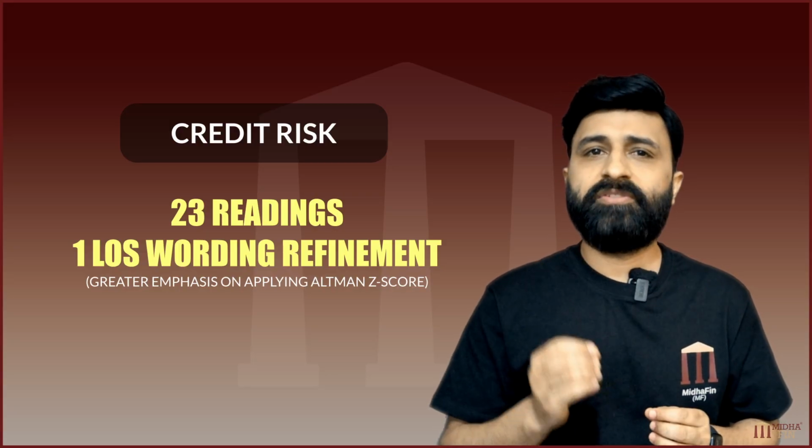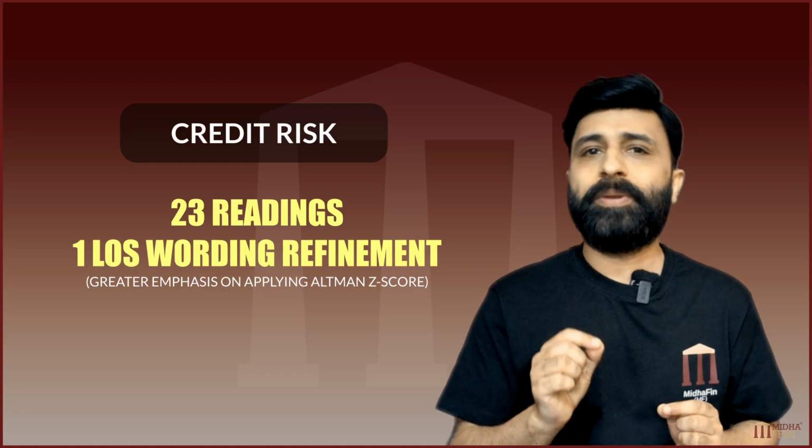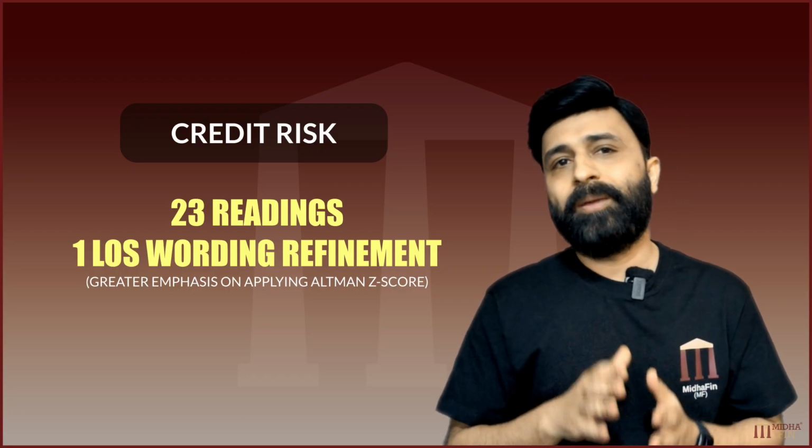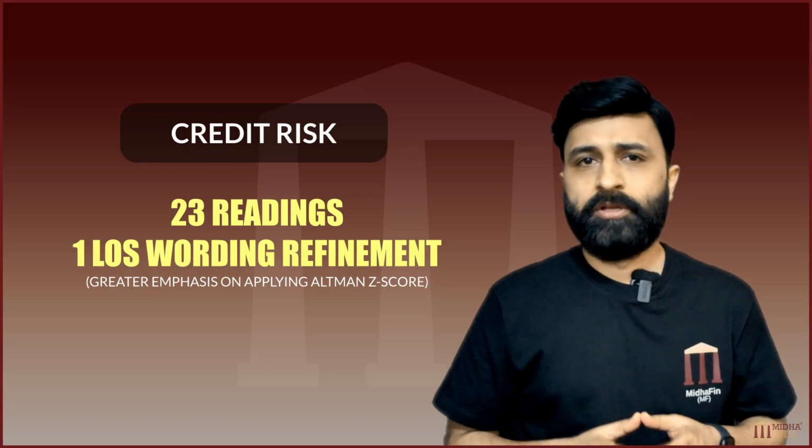The learning objective in the reading on CR9, estimating default probabilities, now places a clearer emphasis on applying the Altman Z-score methodology for predicting firm default. So these are just precision edits, not content expansions. They do not change what you study, but they do affect how concepts are described and tested in the exam.